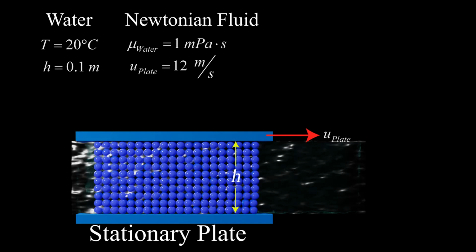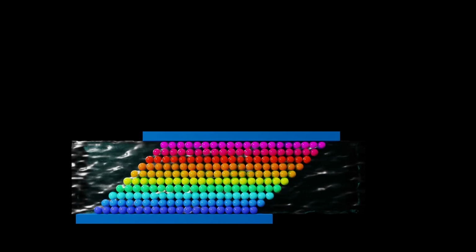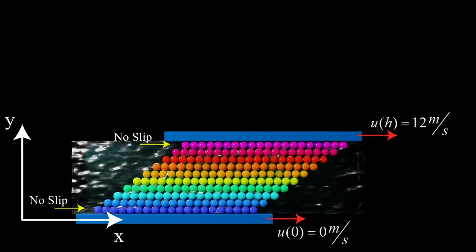A Couette flow is generated when the top plate is pulled parallel to the surface of the fluid at a constant velocity of 12 meters per second, while the bottom plate is held stationary. As the top plate is pulled, a velocity gradient is established in the fluid and is visualized by the colored particles. At the bottom plate, the water is moving at a velocity of 0 meters per second, while at the top plate it is moving at 12 meters per second.